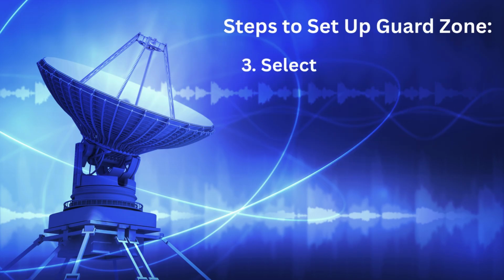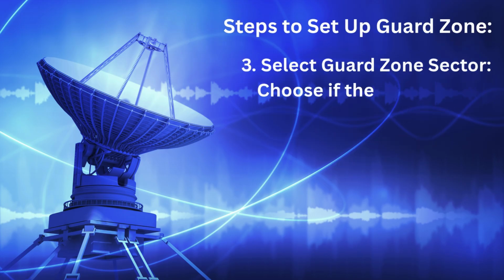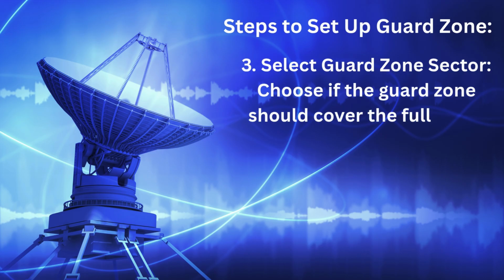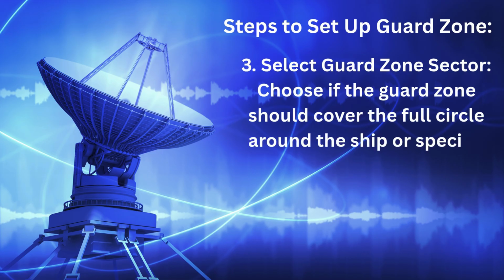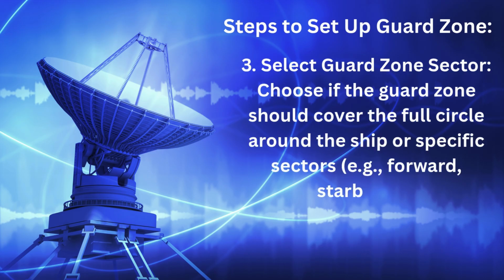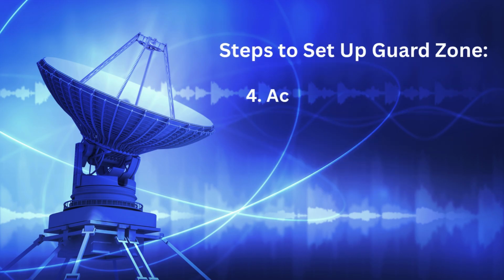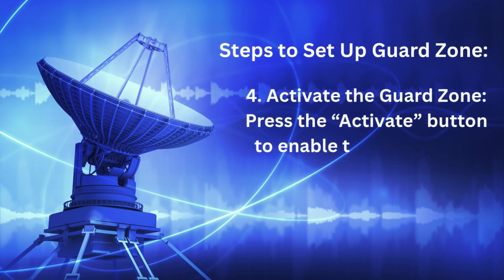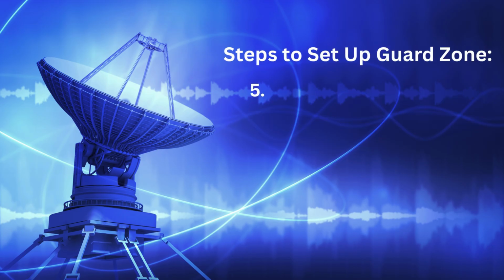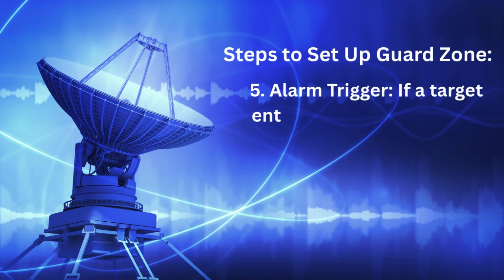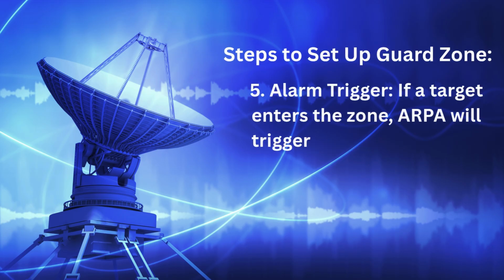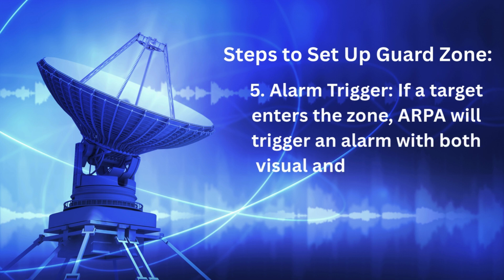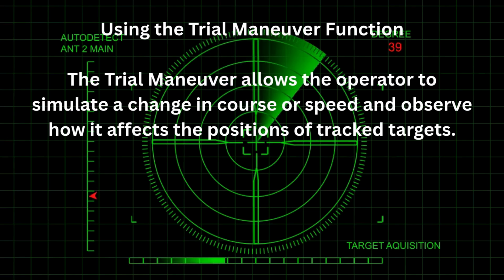3. Select guard zone sector. Choose if the guard zone should cover the full circle around the ship or specific sectors, for example, forward, starboard. 4. Activate the guard zone. Press the Activate button to enable the guard zone. 5. Alarm trigger. If a target enters the zone, ARPA will trigger an alarm with both visual and audible alerts.